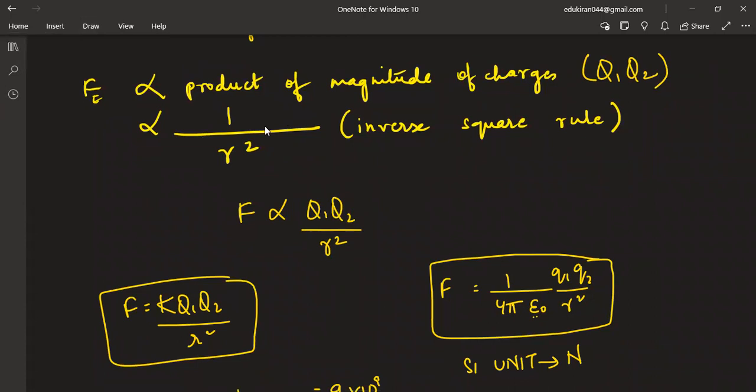Now, what is the common error committed by students? They forget to take the magnitude. When I say magnitude of charges, you have to consider only the magnitude. In one exam, a student took -3. No, you cannot write -3. If two charges are present, one with +5 coulomb, the other with -3 coulomb, in your formula you won't write 5 into -3. You will just write 5 into 3. Always remember, you have to put the product of the magnitudes of the charges, and it follows the inverse square rule.